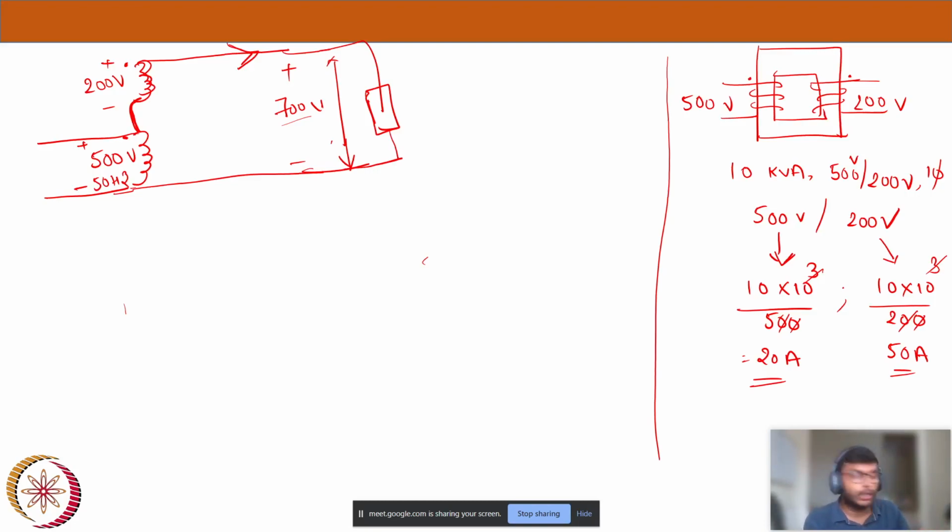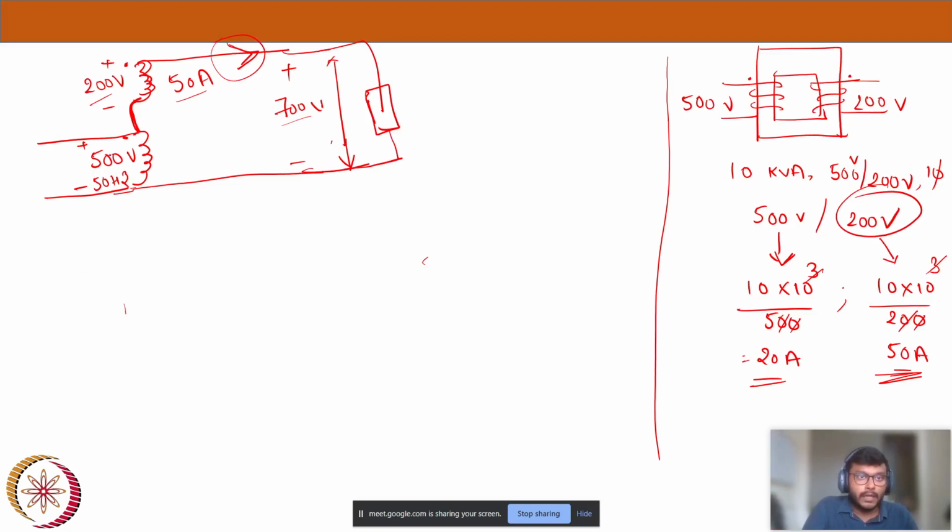So we see, the rated current of the 200 volts coil is how much? We have calculated here. For this 200 volts, the rated current is 50 amps. So we definitely know that when the rated voltage is appearing on the secondary coil of 200 volts, 50 amps should flow. Through the load, 50 amps is the maximum current. Until the current flowing through the 200 volts is 50 amps, I don't have any problem, so I'm not overloading the winding. That's fine, there is no problem.